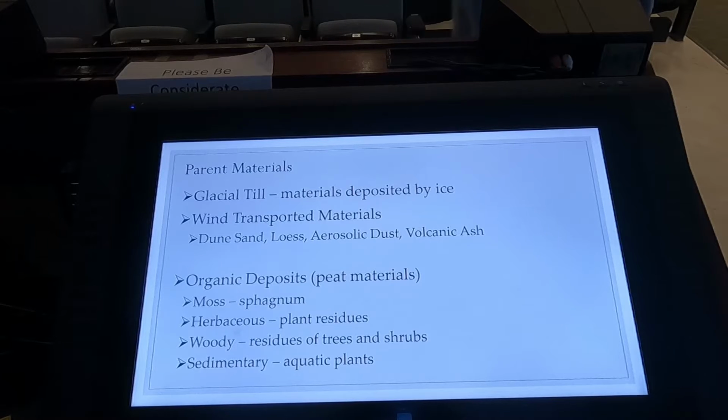And organic deposits are going to be peat materials, and so these are going to be some sort of plant material that was deposited over time. Some of you might be familiar with sphagnum moss in the nursery industry.